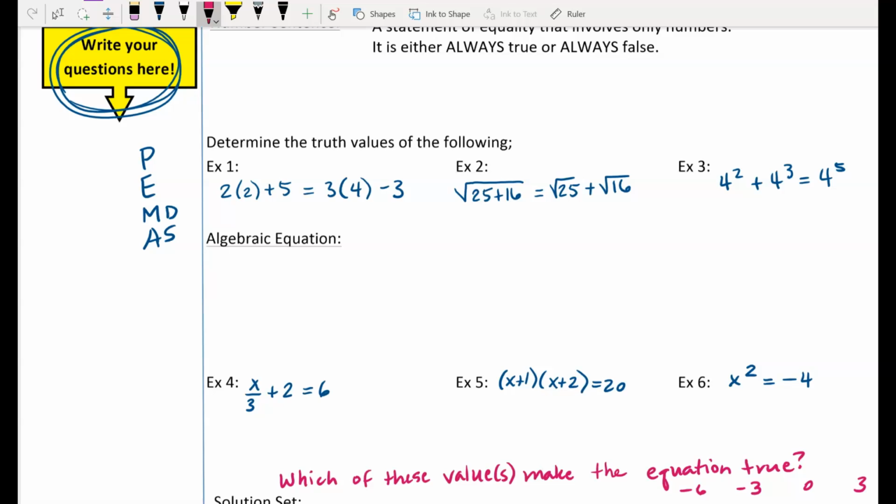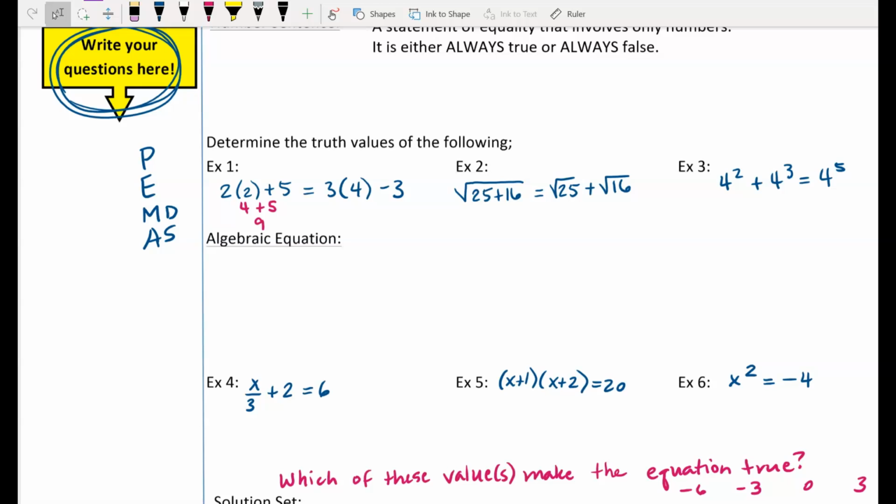Now, as you're evaluating each side of the equation, you need to follow the order of operations, which says do any parentheses or grouping first, and then do exponents, those are powers, like x to the second power. Then do multiplication and division, and the last thing you do is addition and subtraction. So on our first example, we first want to multiply 2 times 2 and get 4, and then we want to add the 5. When we add those together, we get 9.